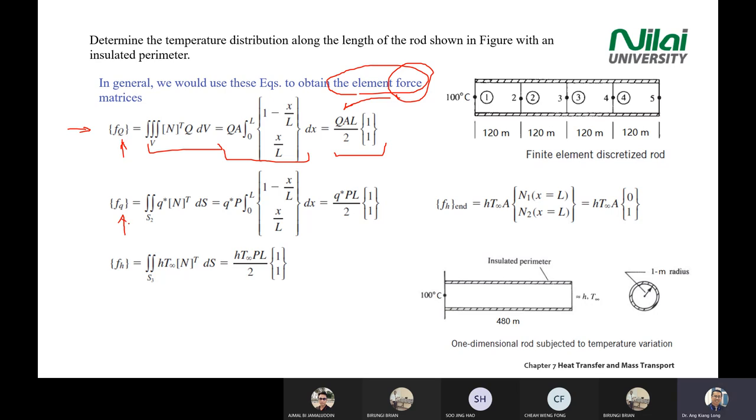Second one, small q. When there is a small q, it means heat flux. When the heat flux happens, you use q star PL divided by 2. Then if there is a convection force, h, you use h T infinity, the free stream temperature, PL divided by 2. Each one is denoted very clearly in the sub note here. If there's a heat transfer Q value given, then you can use this calculation. If there's a small q value given, then you use this equation. If the h value is given and you need to find the force, then you use this equation. And if the force is at the end, if the object is open like what you see on the screen here, then you use this equation.